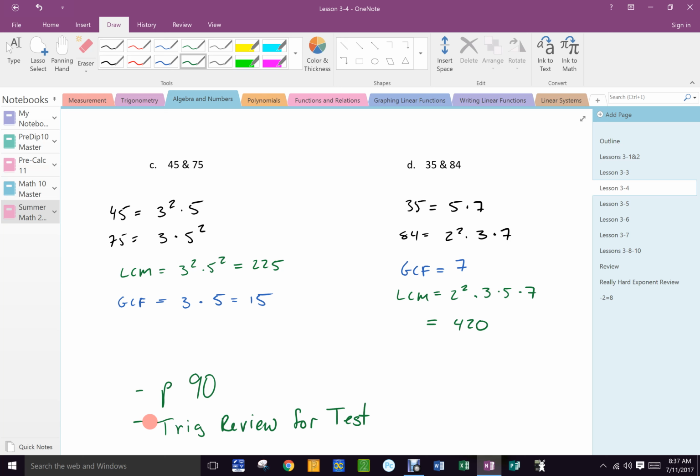The question David asked, in case anybody didn't hear, is do you have to do this the way I do it? Of course not. If you've been taught another way, go ahead. I don't care. As you can see, I don't even use factor trees anymore.